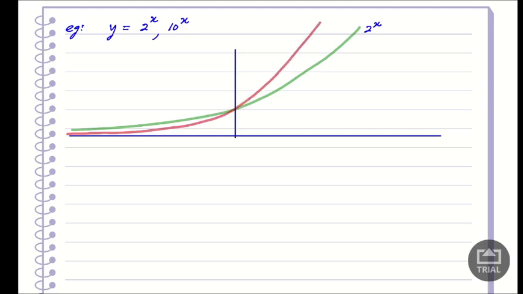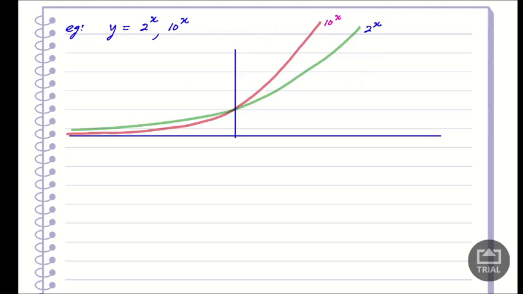Okay, so logically you have to understand without any confusion, right? Now, observation: 10 to the power x is going on top of 2 to the power x in this region. That means after this point, which is the x equals 0 line, the green one is on top of this one. Why is this happening? You must understand it right now.